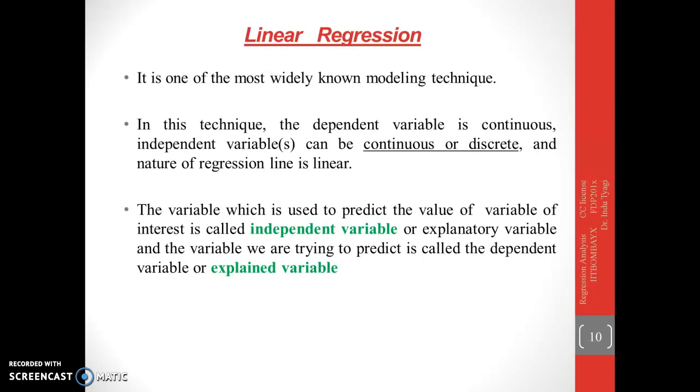First, we learn about what is linear regression. It is one of the most widely known modeling techniques. In this technique, the dependent variable is continuous. Independent variable can be continuous or discrete, and nature of regression line is linear. The variable which is used to predict the value of the variable of interest is called independent or explanatory variable, and the variable which we are trying to predict is called dependent variable or explained variable.